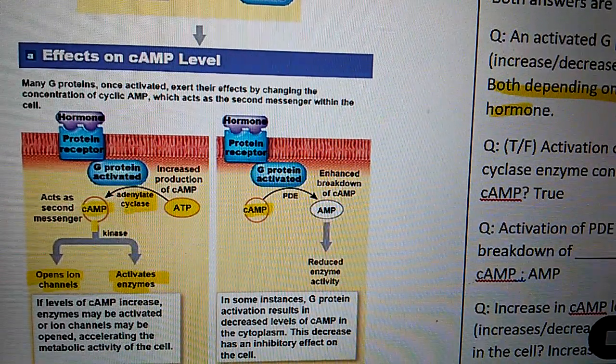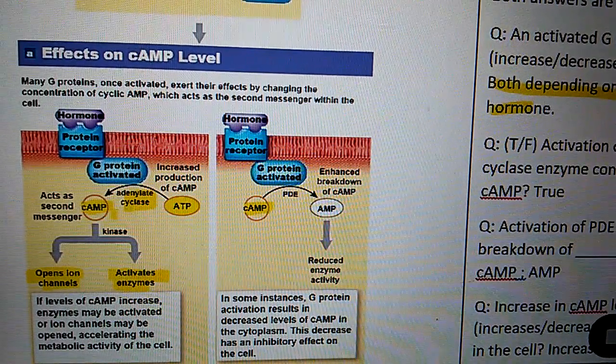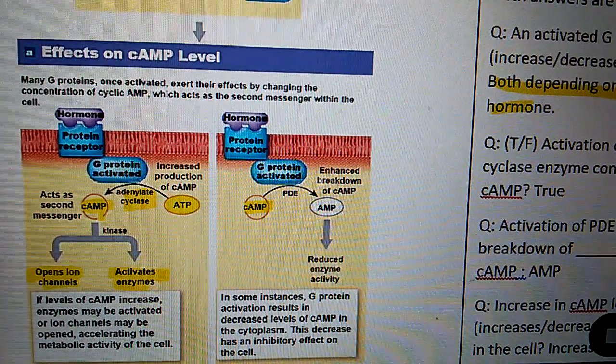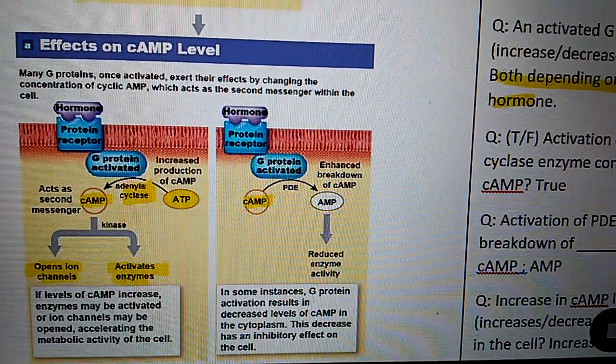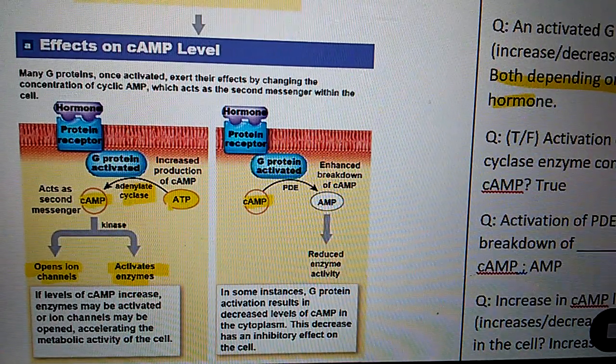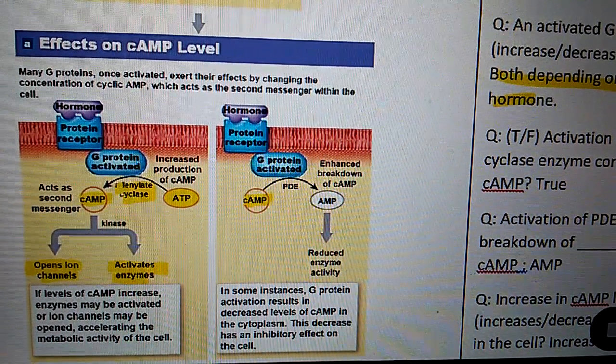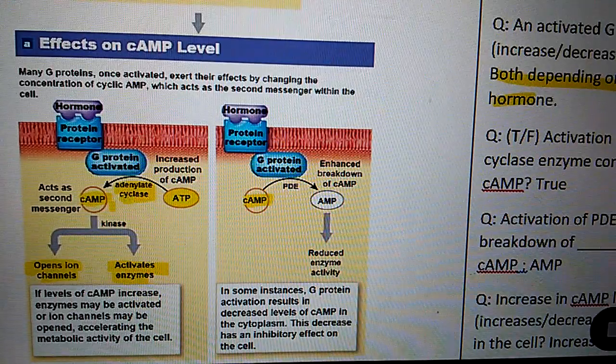Is cyclic AMP a second messenger? Yes. What's the function of cyclic AMP? Opens ion channels and activates enzymes. What enzyme converts ATP to cyclic AMP? Adenylate cyclase.